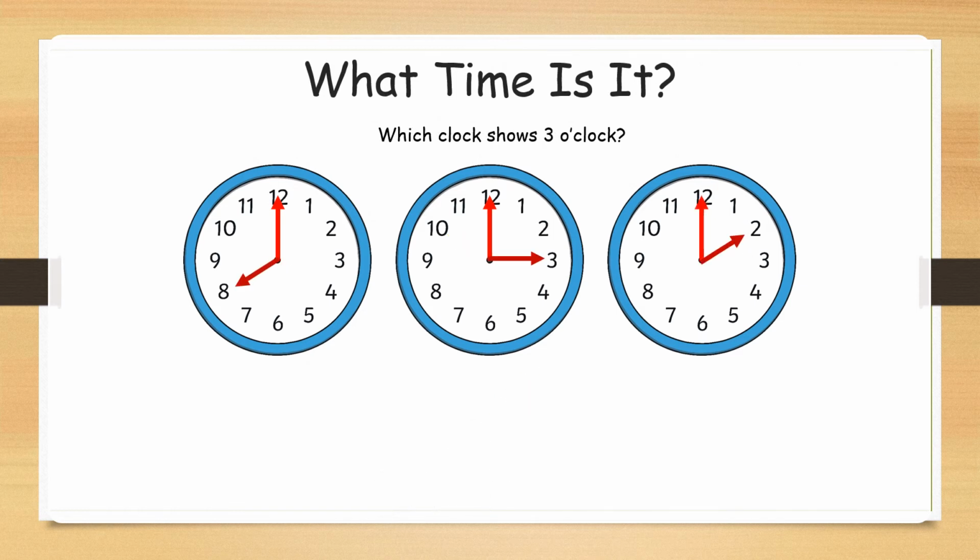Now, what time is it? Can you tell? Which clock shows 3 o'clock? Just click on the clock. Correct. The clock that is between shows 3 o'clock. Well done, my super geniuses.